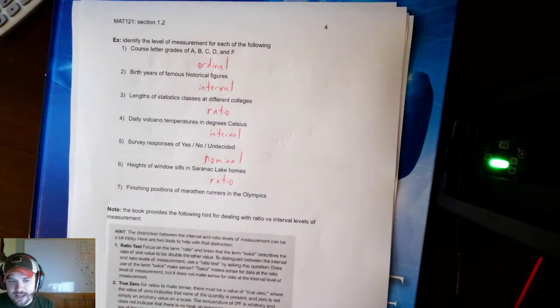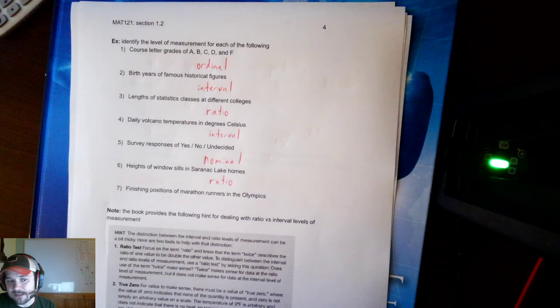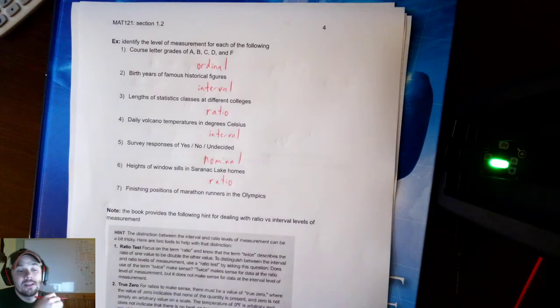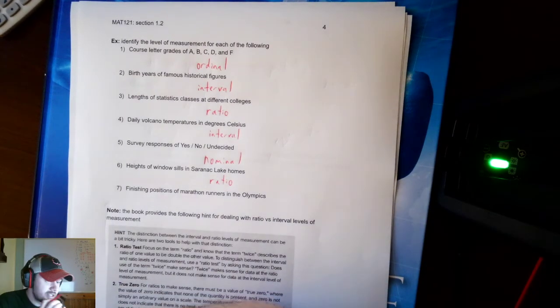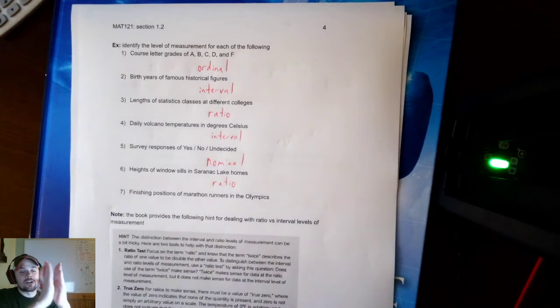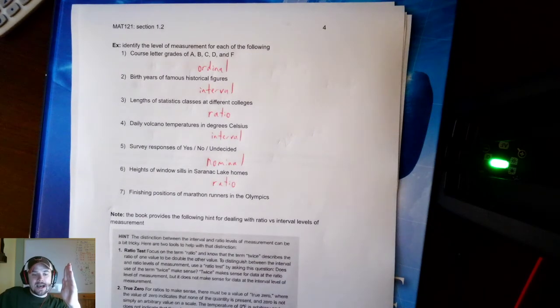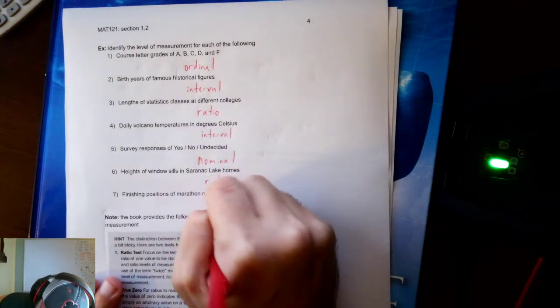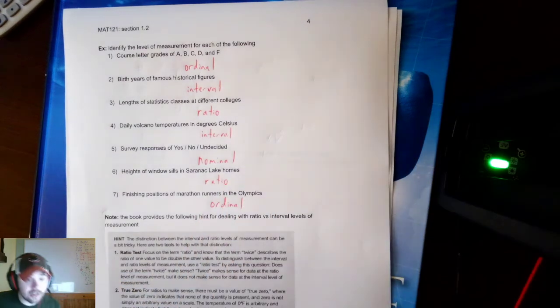And then lastly, finishing positions of marathon runners in the Olympics. First, second, third, fourth, fifth, etc. Well, they have an order, right? I just listed them in order. They naturally have an order. Can I subtract? If I take second place minus fifth place, what does that mean? It doesn't mean anything, right? You can't subtract race positions. It doesn't have a meaning, because are each finisher positioned evenly apart? No, maybe second and third place were super close, but then fourth place was way behind them over here, right? You can't compare them with subtraction. So that would make it ordinal because it had an order.